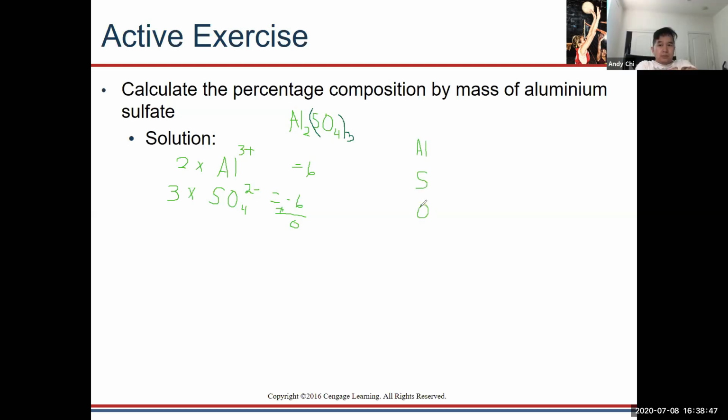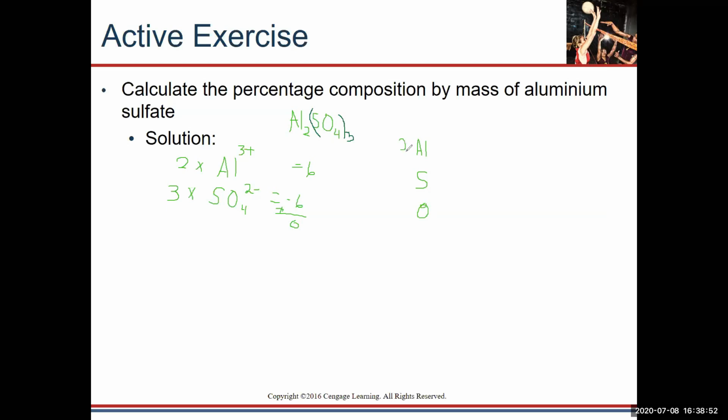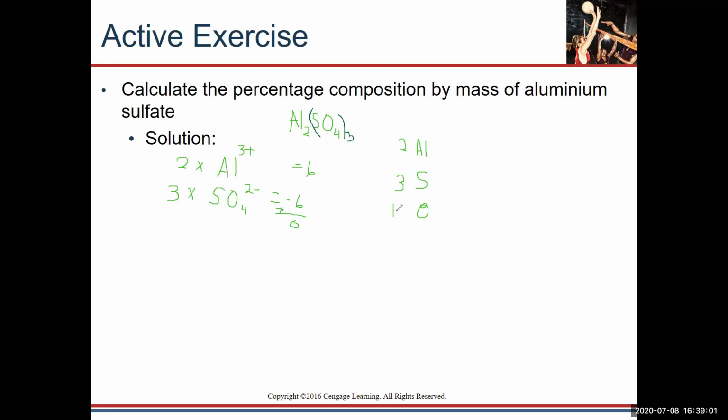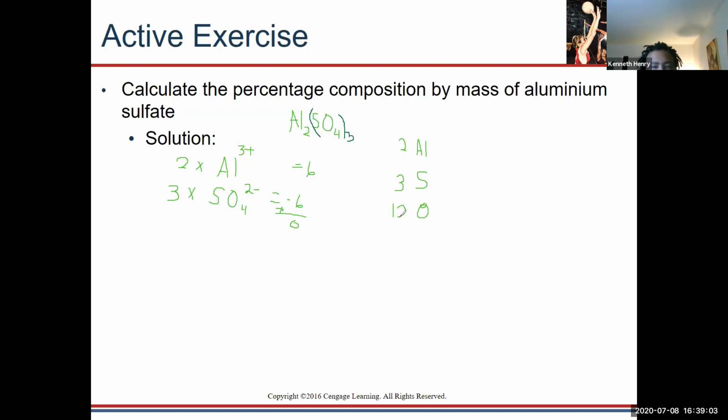Okay, how many aluminum do we have? 2. How many sulfur do we have? 3. And how many oxygens do we have? 12. Okay, so I really don't get this. I only see 1 sulfur here. Why do I have 3 of those? Oh, so there's the 3 outside of the parentheses. So that means I have to multiply everything inside of the parentheses by that 3. Okay, I get it.